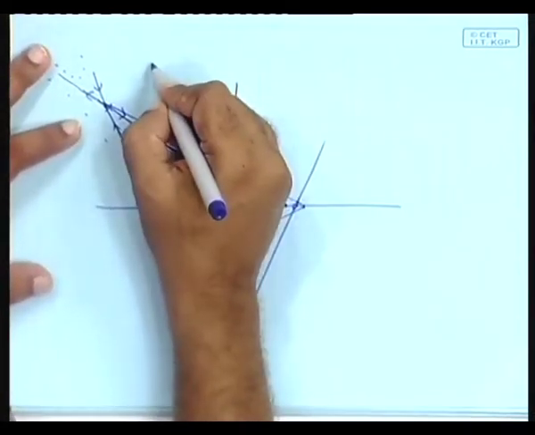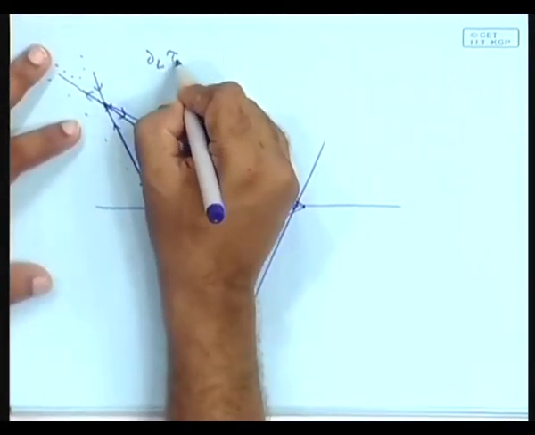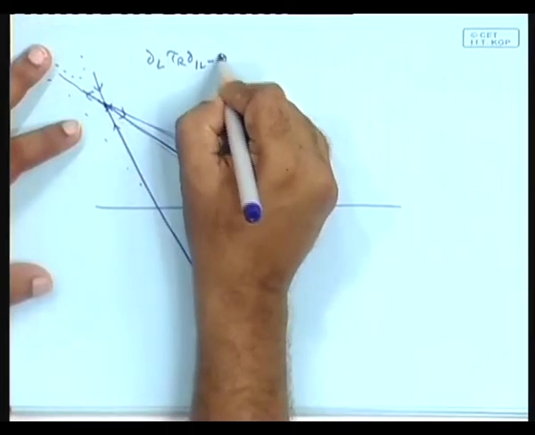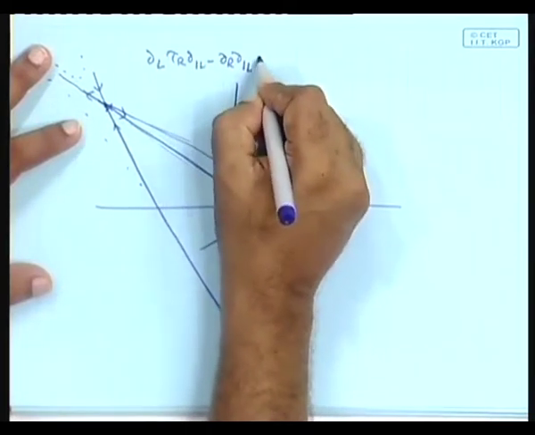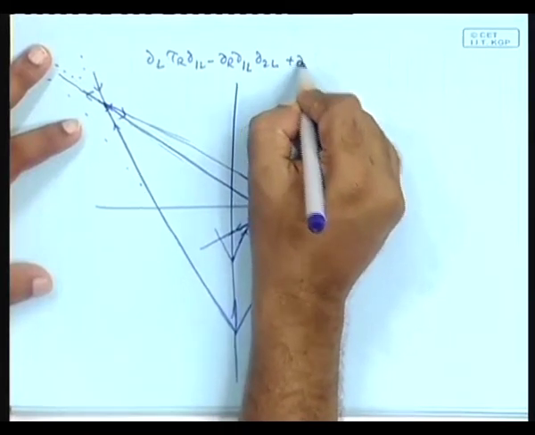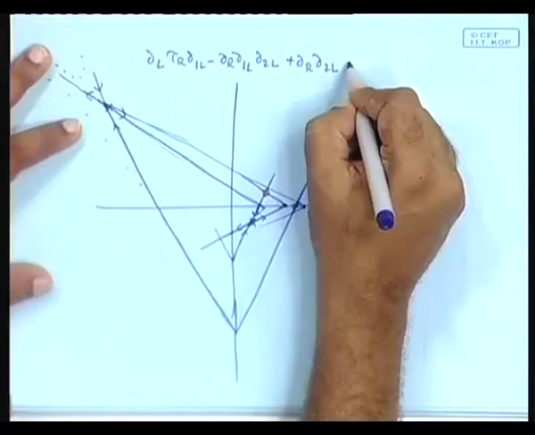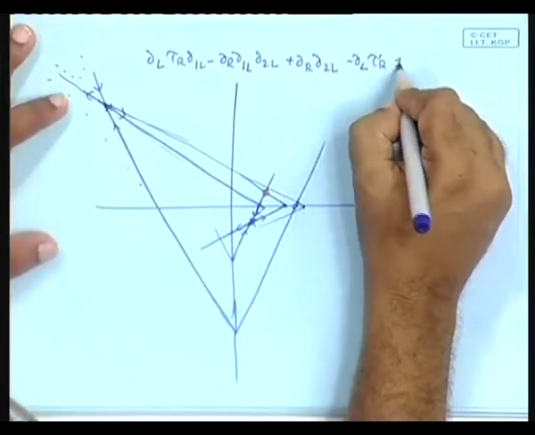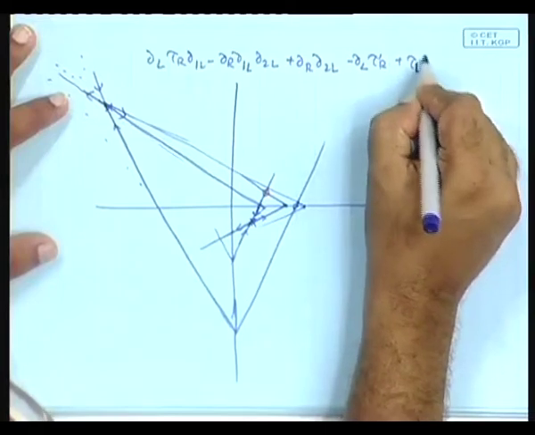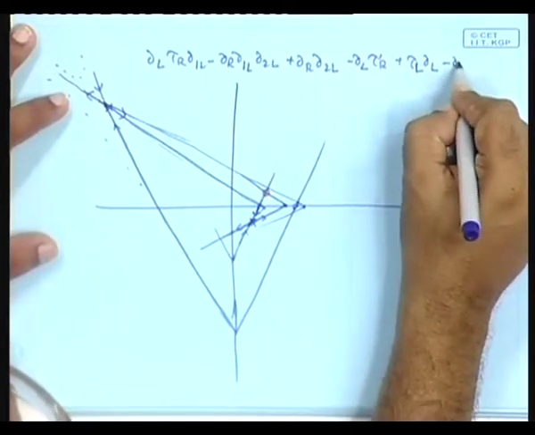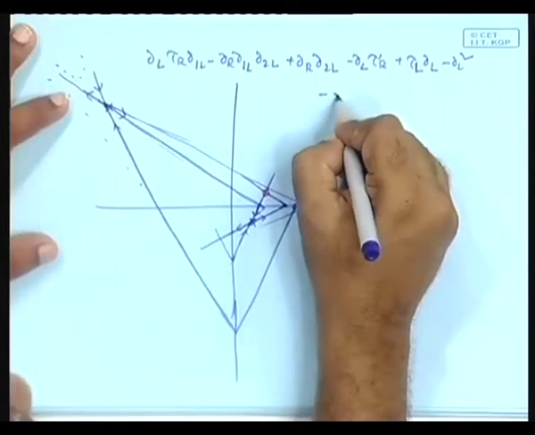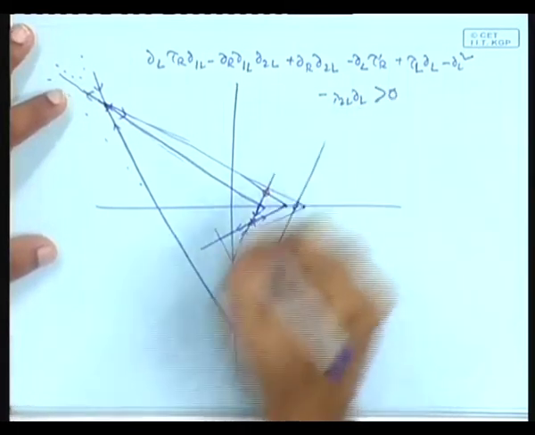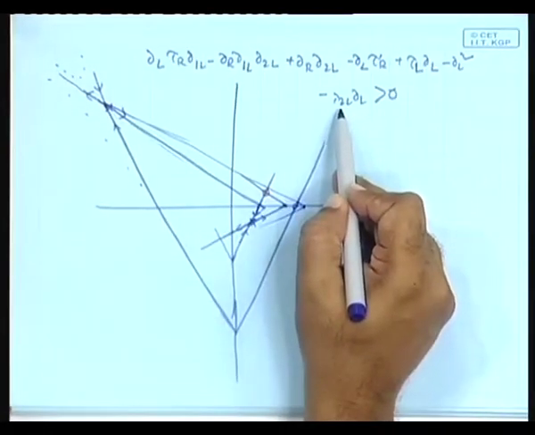It is delta L tau r lambda 1 L minus delta r lambda 1 L lambda 2 L plus delta r lambda 2 L minus delta L tau r plus tau L delta L minus delta L square minus lambda twice L delta L, that has to be greater than 0, then it is stable. Now, this condition may be looking formidable, but I have explained how it is obtained.